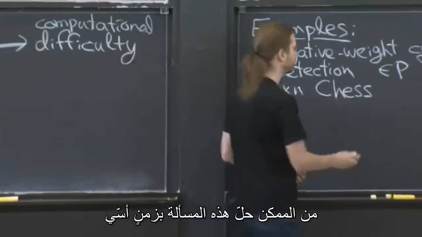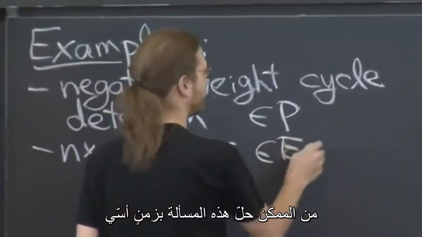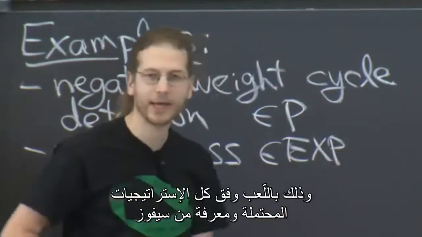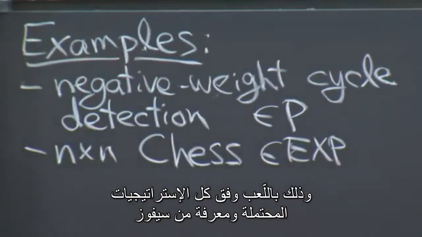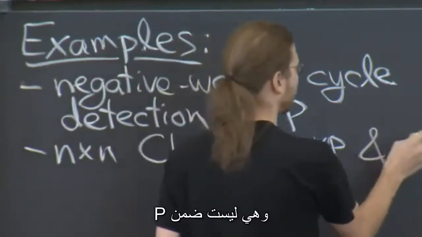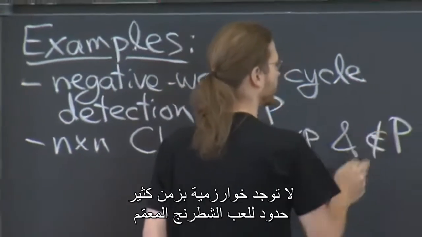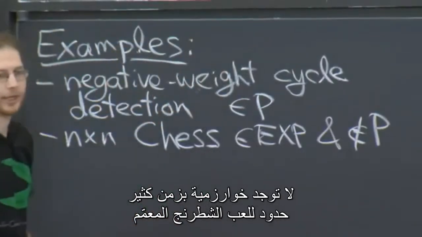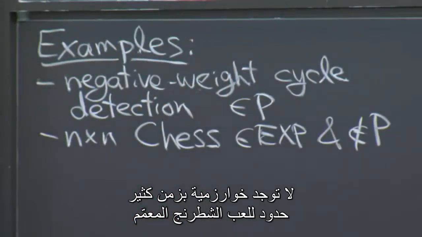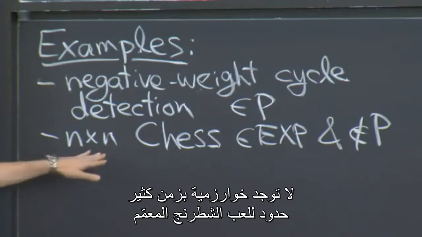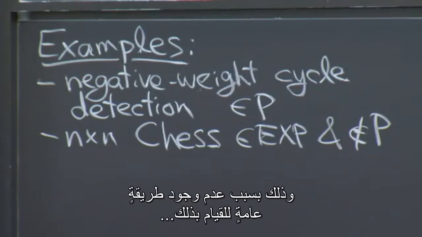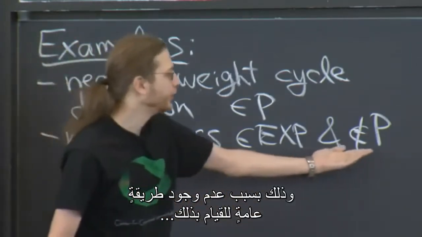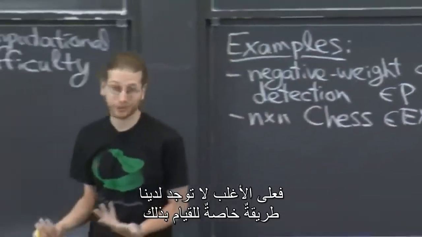Okay, this problem can be solved in exponential time. You can sort of play out all possible strategies and see who wins. And it's not in P. There's no polynomial time algorithm to play generalized chess. This sort of captures why chess, even 8 by 8 chess, is hard, because there's no general way to do it. And so there's no special way to do it, probably.